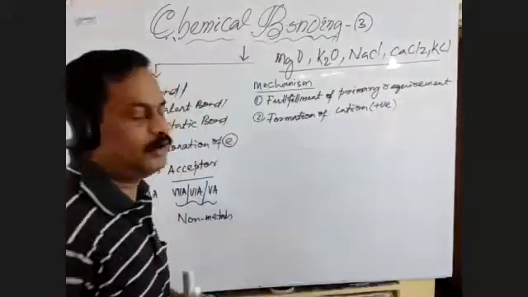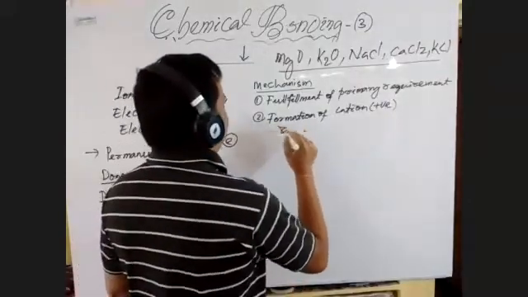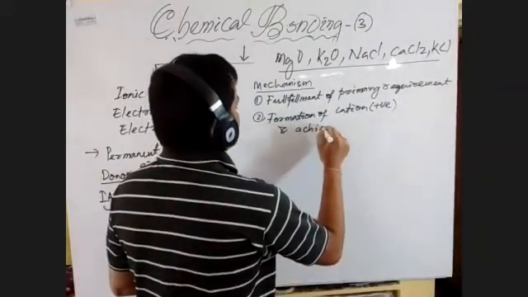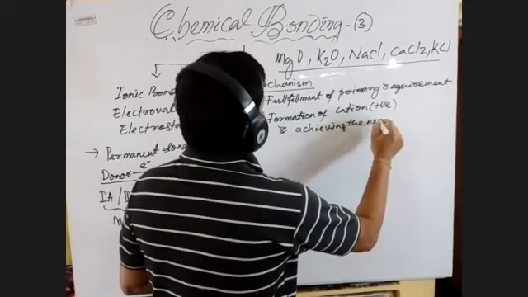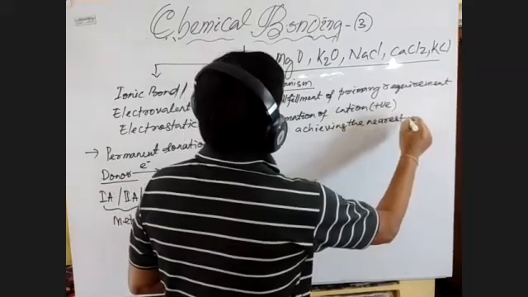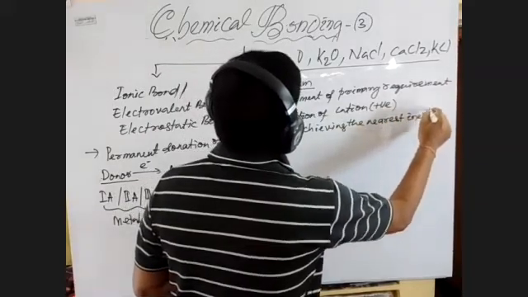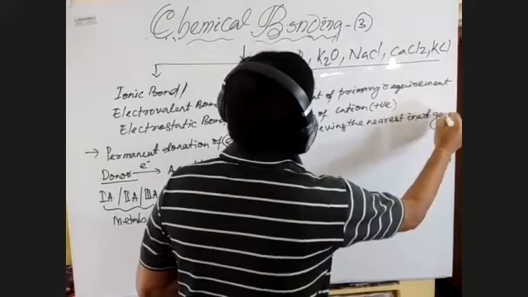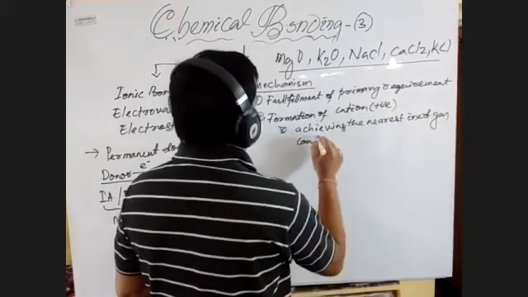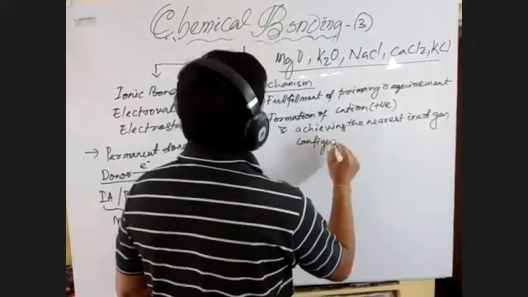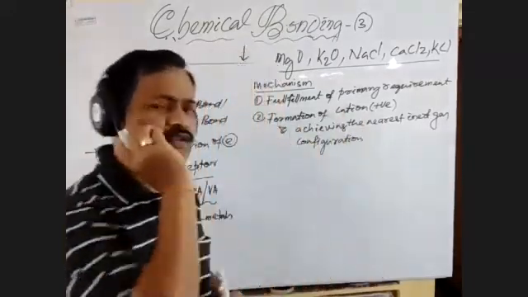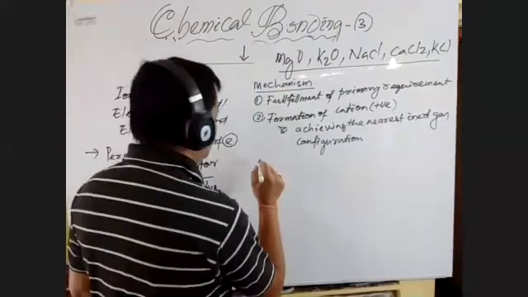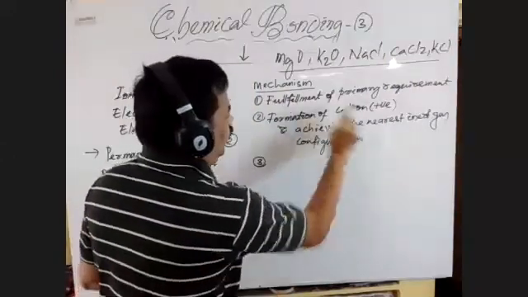Formation of cation and achieving the nearest inert gas configuration, either helium or neon or something. Okay. Third point, here cation is formed.